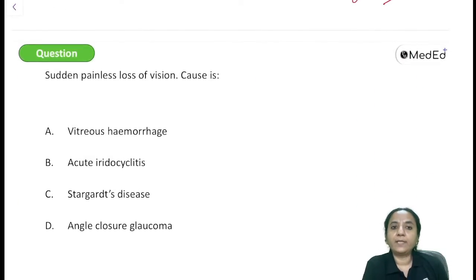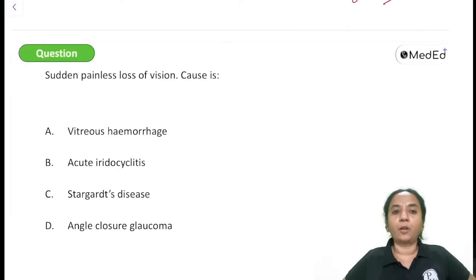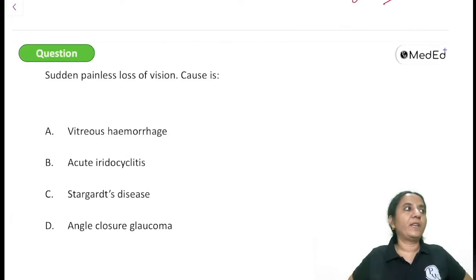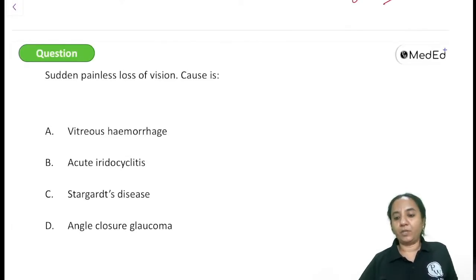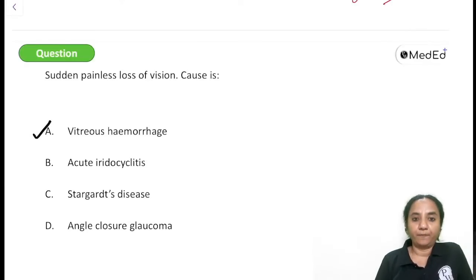Where do we get to see sudden and painless loss of vision? So look, for sudden and painless loss of vision, what are the options given to us? Vitreous hemorrhage, acute iridocyclitis, Stargardt's disease and angle closure glaucoma. So where do we get sudden and painless loss of vision? It is seen in vitreous hemorrhage.